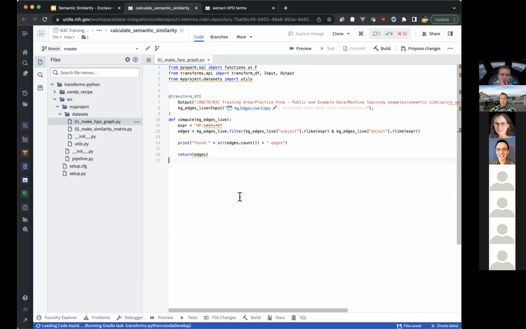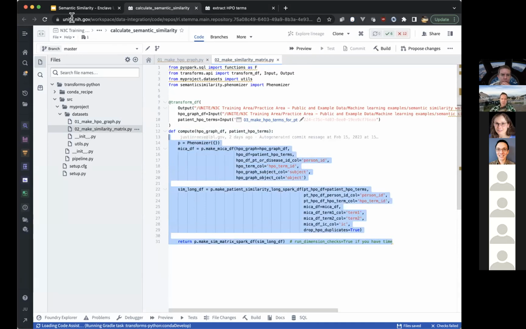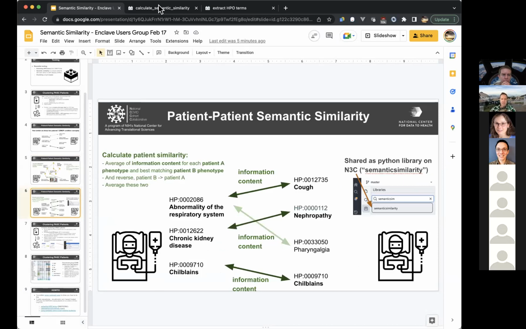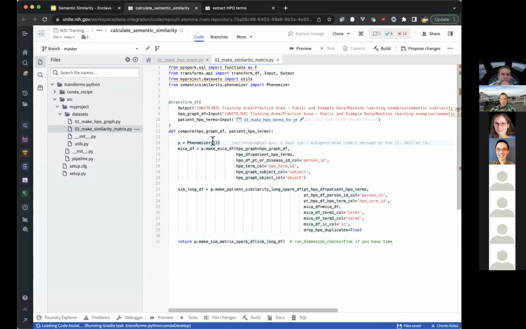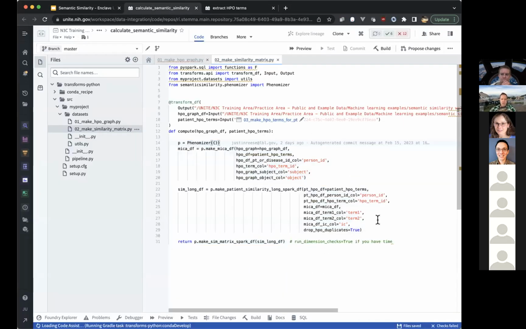I don't know of any other source for HPO at the moment, though. So basically, this just gets you the graph, and then this is the entirety of the code to do this. Basically, you make this phenomizer object. Like I said, phenomizer is just what we call this algorithm. You make what's called a Mika D.